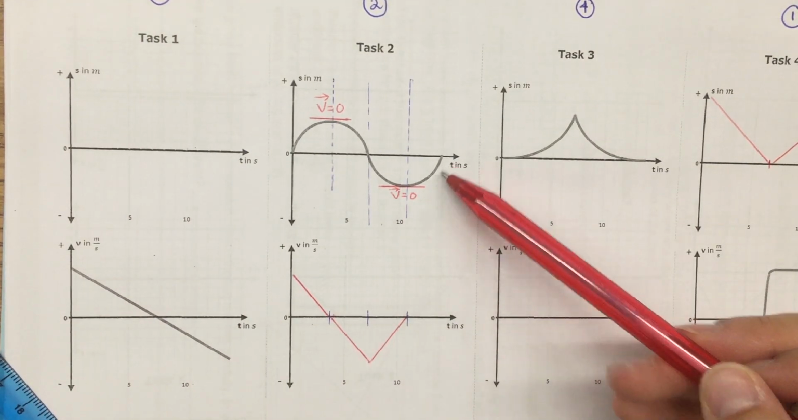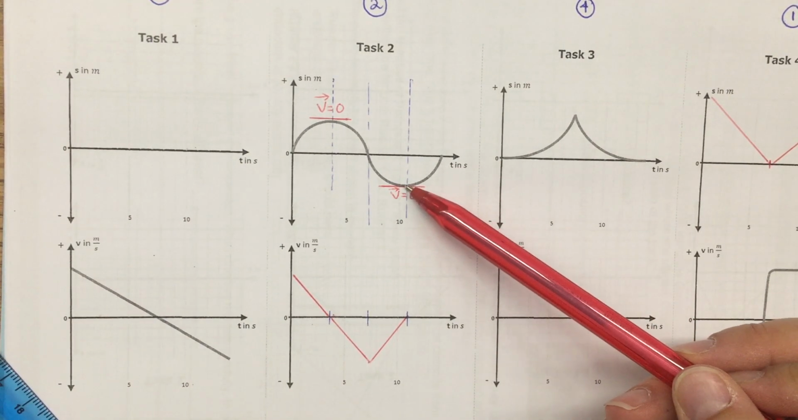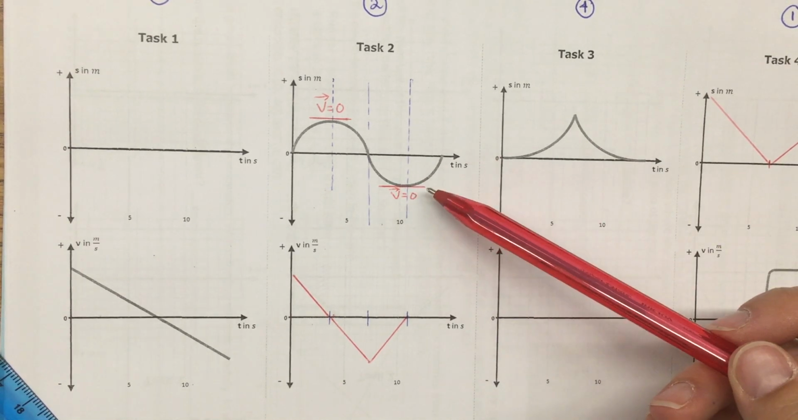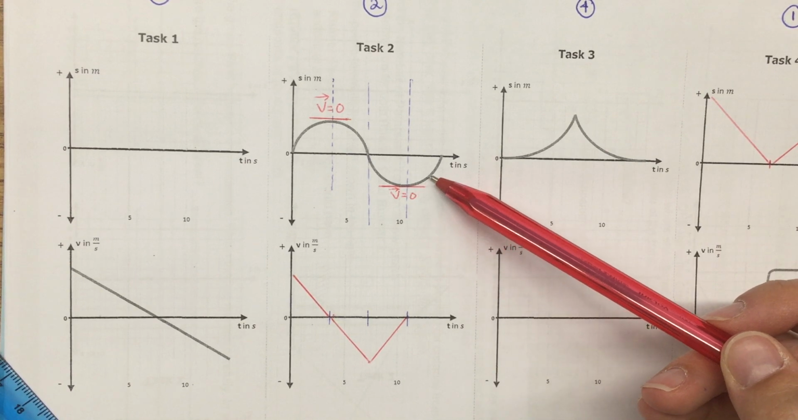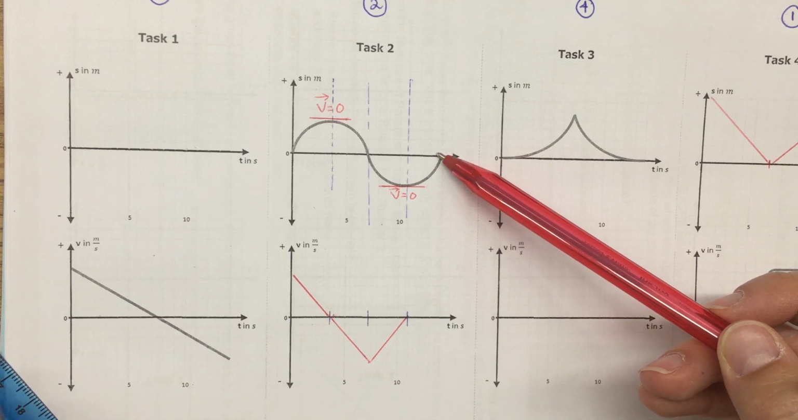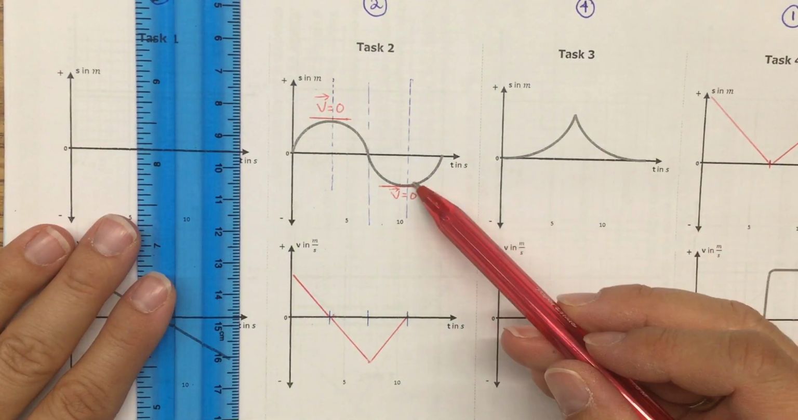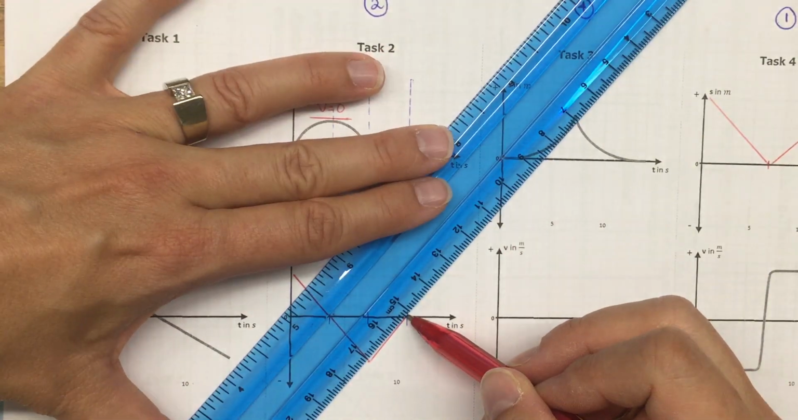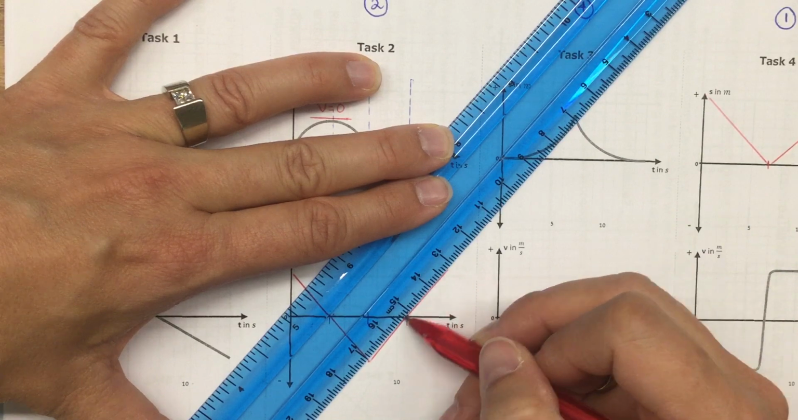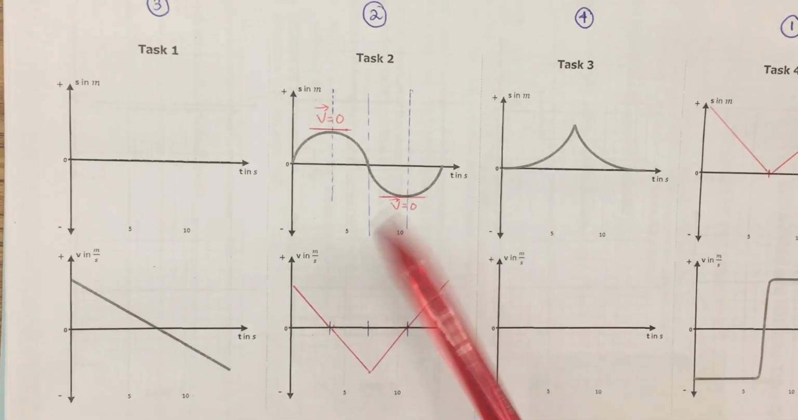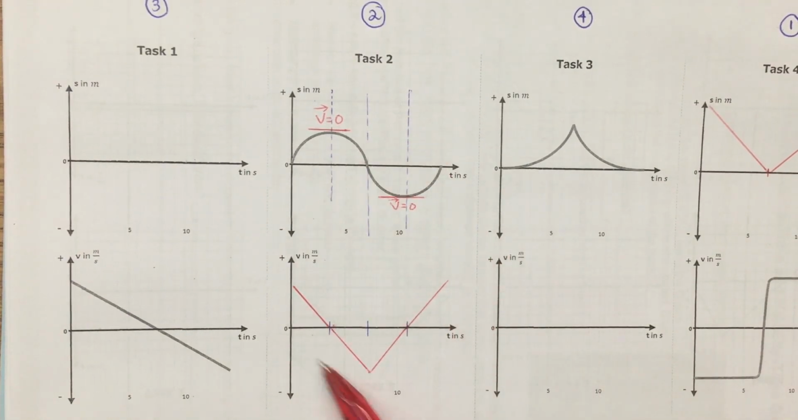And then my last section here, I'm going from no velocity and I'm speeding up, and I'm moving forwards. I'm going up and to the right. So then that would look like so. That was the next easiest one to try.